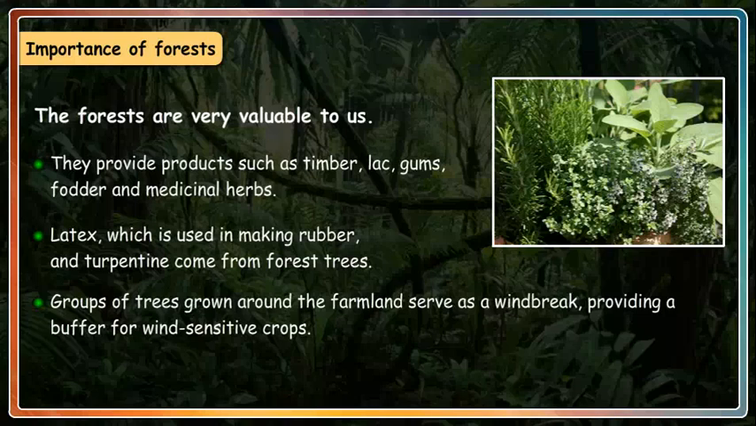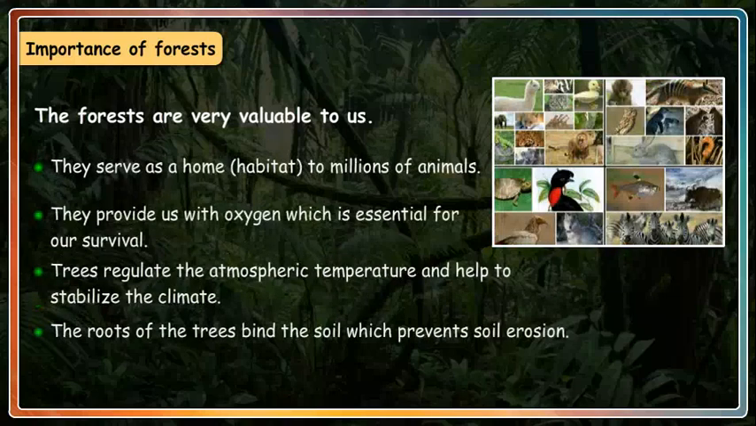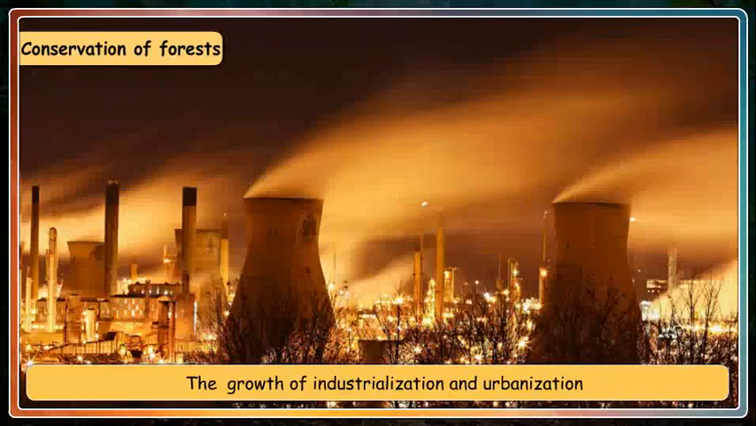The roots of the trees bind the soil, which prevents soil erosion. They provide products such as timber, lac, gums, fodder, and medicinal herbs. Latex, which is used in making rubber, and turpentine comes from forest trees. Groups of trees grown around the farmland serve as a windbreak, providing a buffer for wind-sensitive crops.